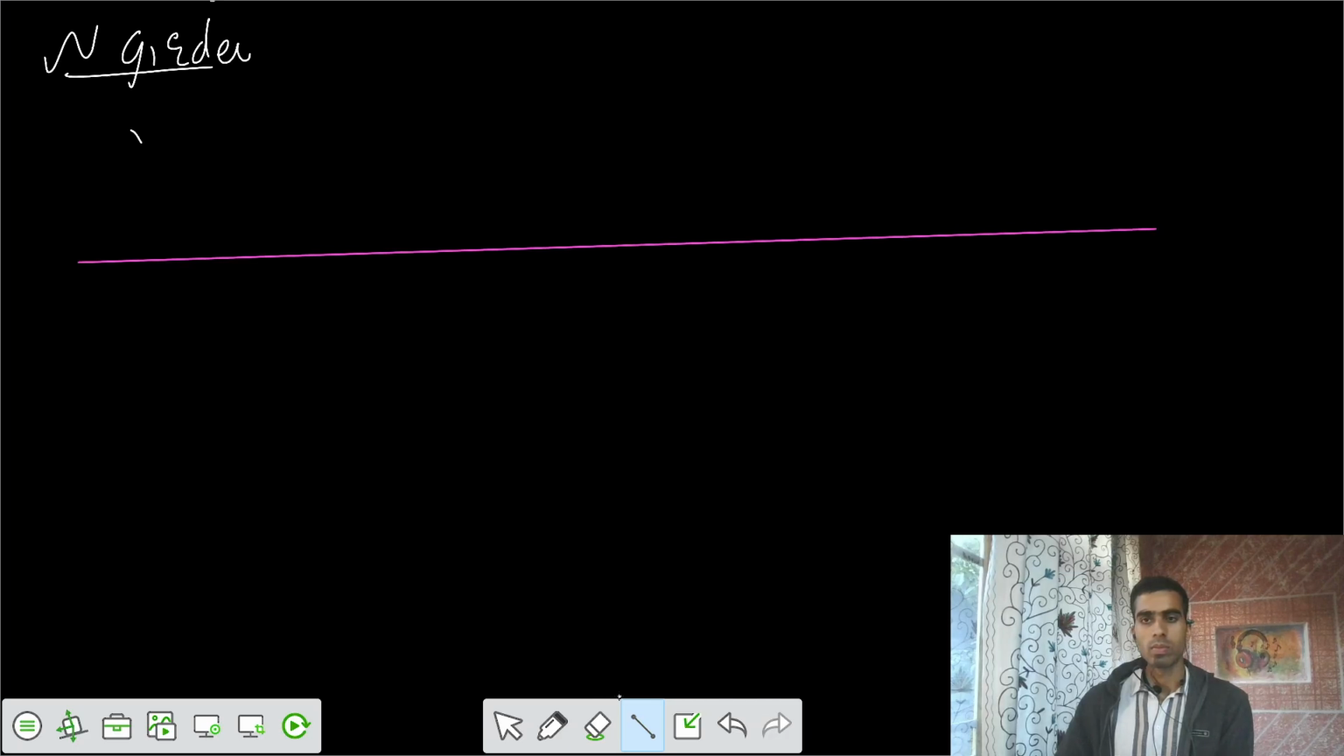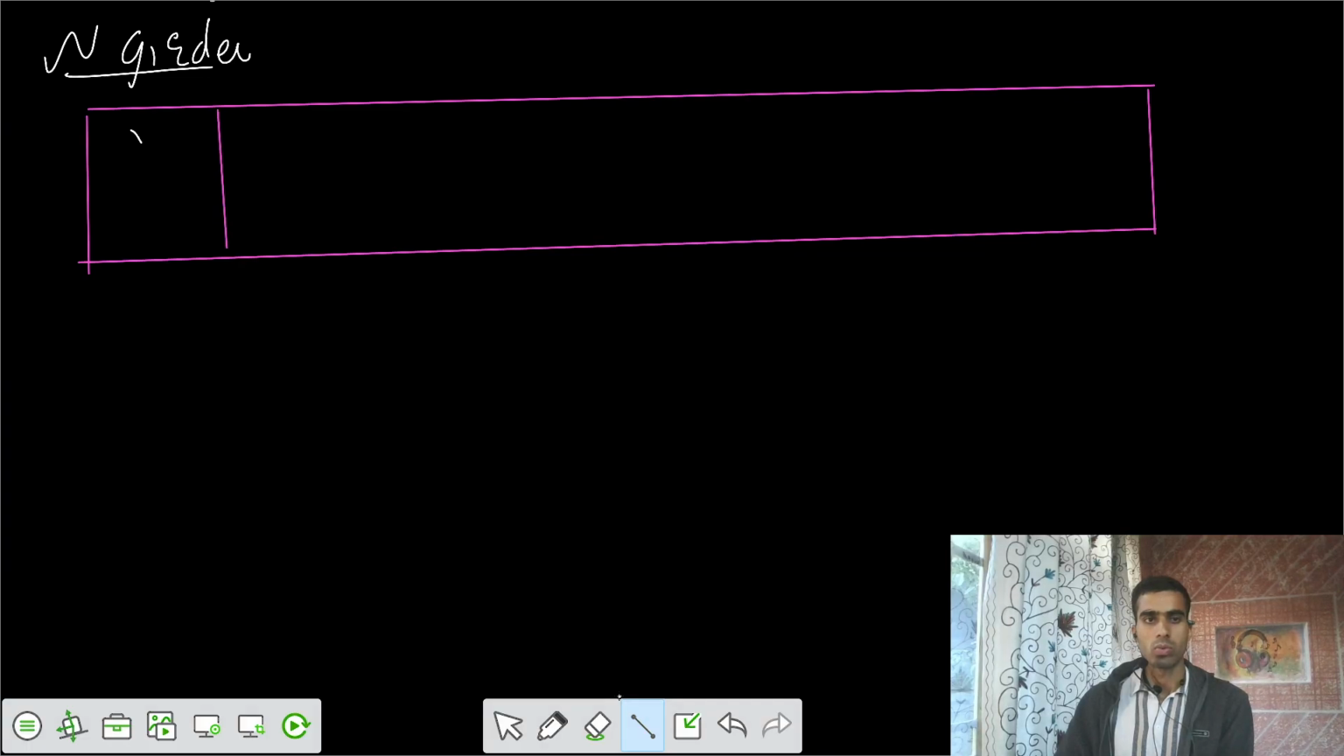Let's take the third case of trusses, that is an N-type girder. Let's say this is an N girder. How many members do we have? Panels 1, 2, 3, 4, 5, 6. We have 6 panels.